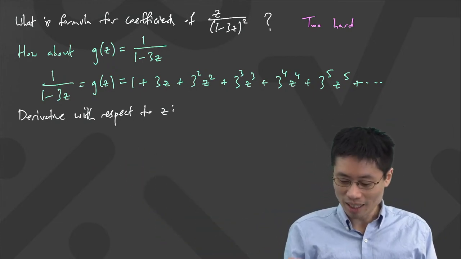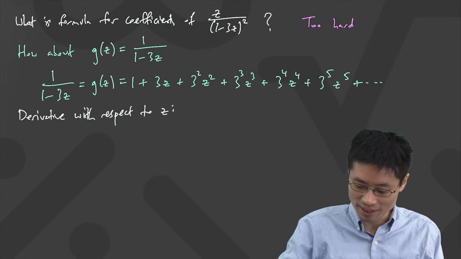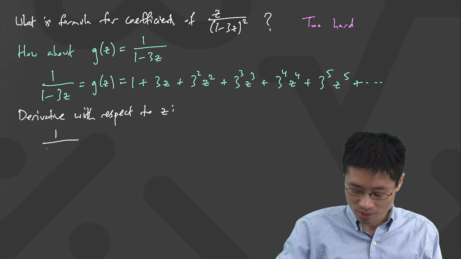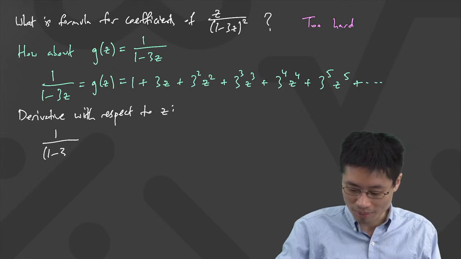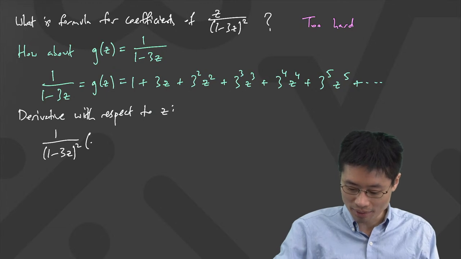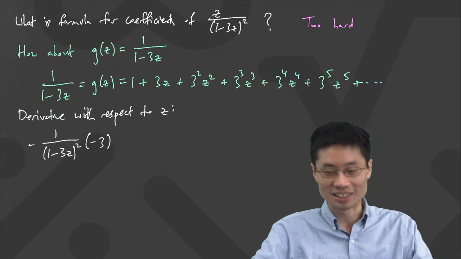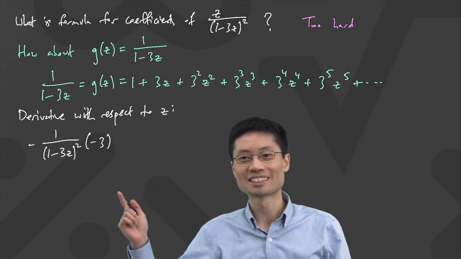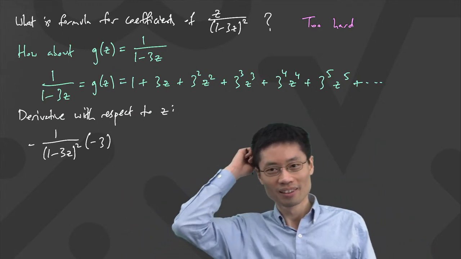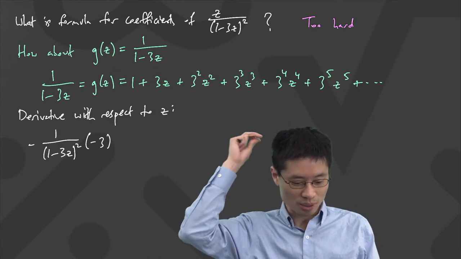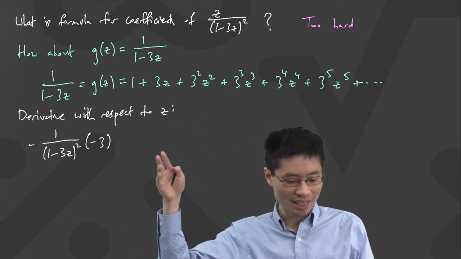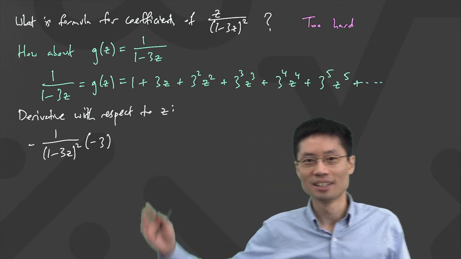So if I do that, what happens to the left side? 1 over 1 minus 3z actually is nice. It becomes, by the chain rule, 1 over 1 minus 3z whole thing squared, and then times a negative 3. No, there's a minus in front too, I think. It's been a while since I took calculus. Is there a minus sign wrong, or is this okay? I think this is okay, because it should be minus the thing over the thing squared, times a minus 3. That's the left side.